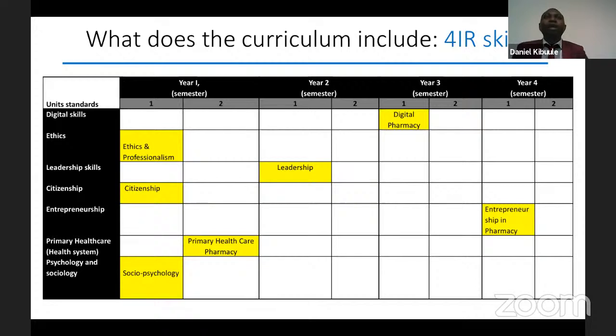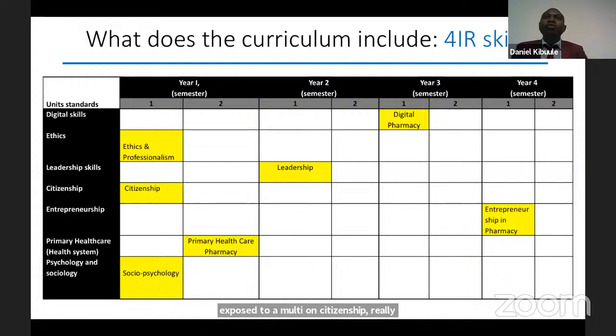Our curriculum runs on a semester basis. So an academic year will comprise semester 1 and semester 2, and it's a 4-year program. So here at the School of Pharmacy, we have decided that we are going to incorporate these particular unit standards across the 4 years of training. For example, in year 1, our students will be exposed to ethics and professionalism. Then they'll also be exposed to a module on citizenship.